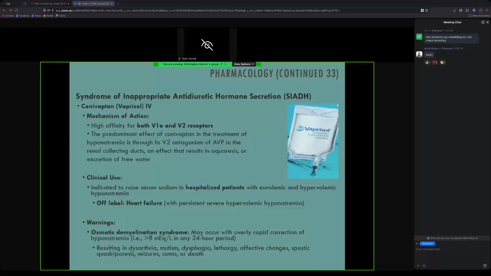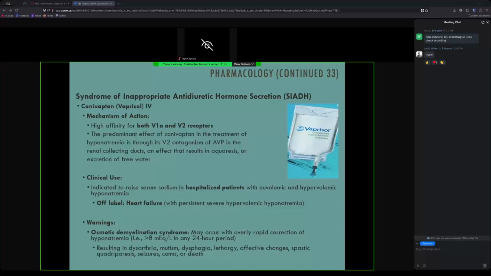So how do we use it? We're going to clinically use it to raise serum sodium in hospitalized patients with euvolemic or hypervolemic hyponatremia, because we said a contraindication to the vaptans would be if you have hypovolemic hyponatremia. You don't reach for the vaptans then. We also have an off-label use for heart failure if the patient has persistent severe hypervolemic hyponatremia.